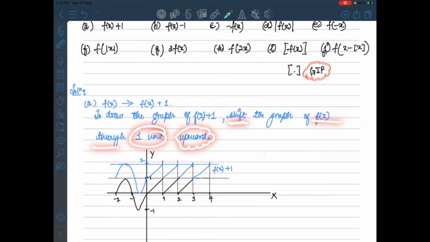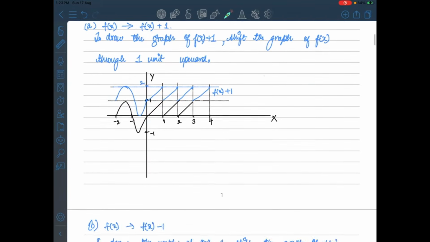Why? Because if you consider f of x, this is basically y. So what is happening? The value of y is increasing by 1. Of course, if it is increasing, it needs to go upward. Earlier the graph was, for example, at this point; if it has to move 1 unit upward, it will come here. So basically everything will shift. You can see this blue graph is the transformed graph, that is f of x plus 1.